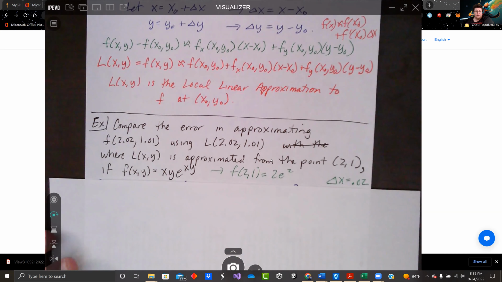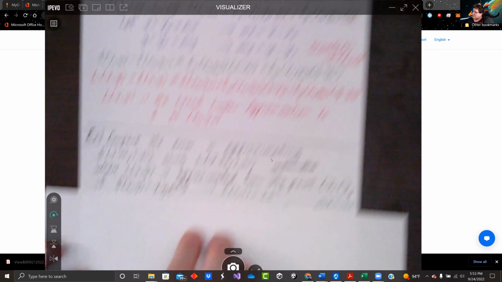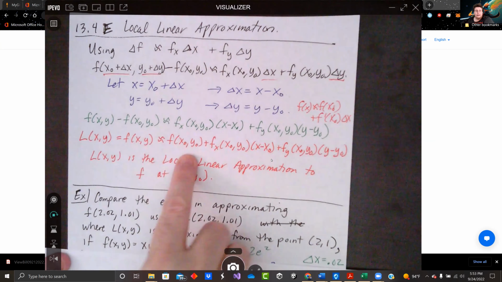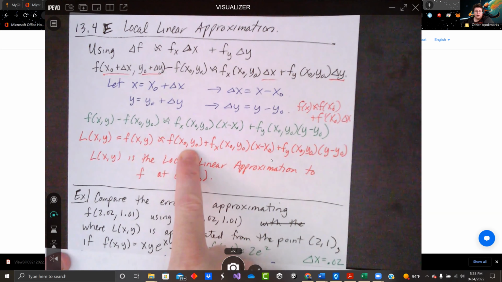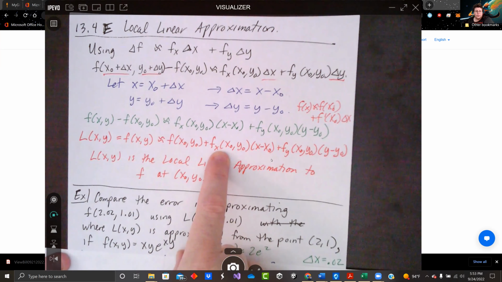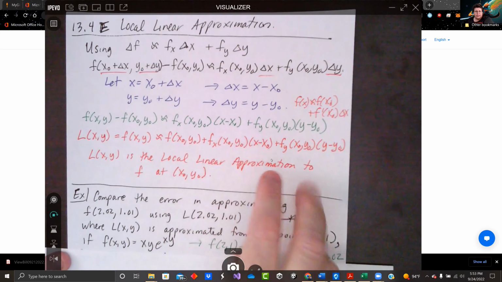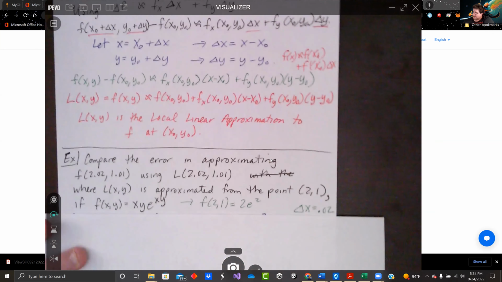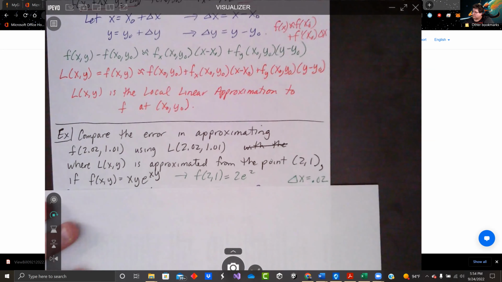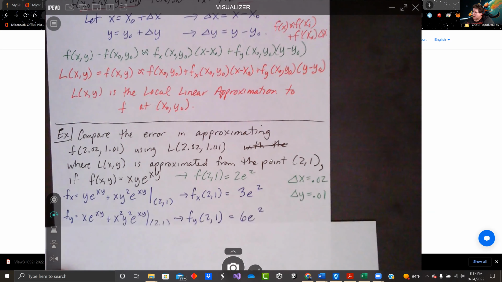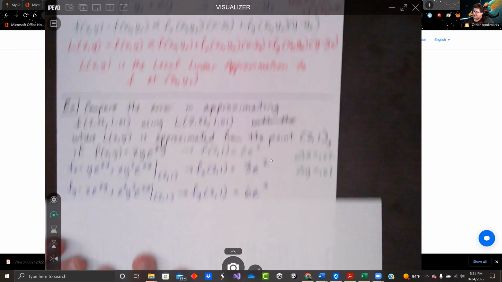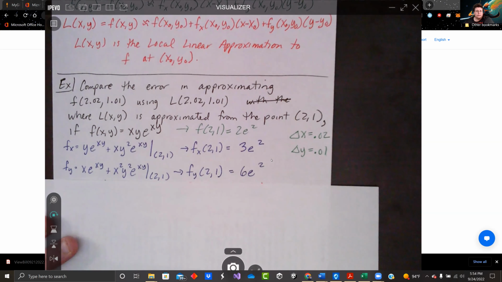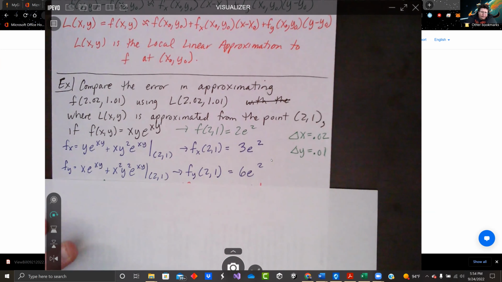So what do we need for this? We need the function at x naught, y naught. We need the partial derivatives evaluated at the same spot. And we need x minus x naught and y minus y naught. So let's get that going right here. f of x, y, our partial of f with respect to x and partial of f with respect to y, calculated in here. Remember to use the product rule.